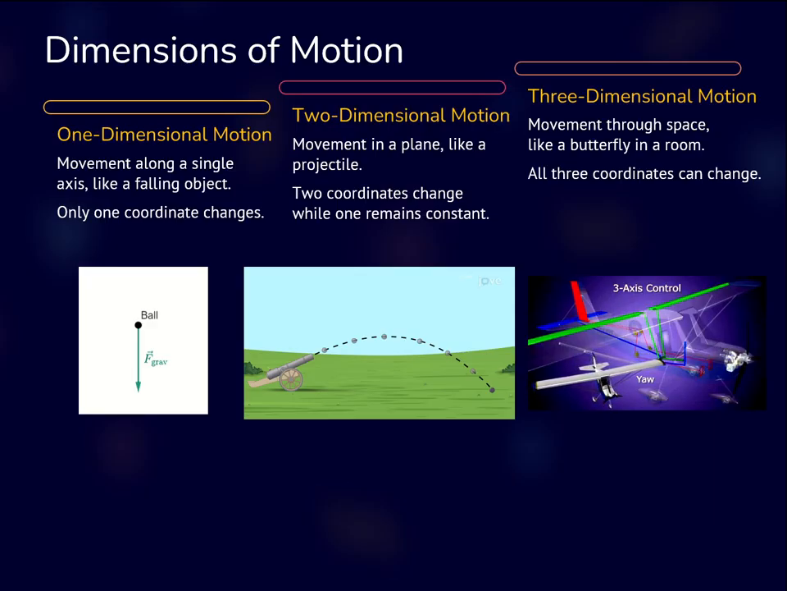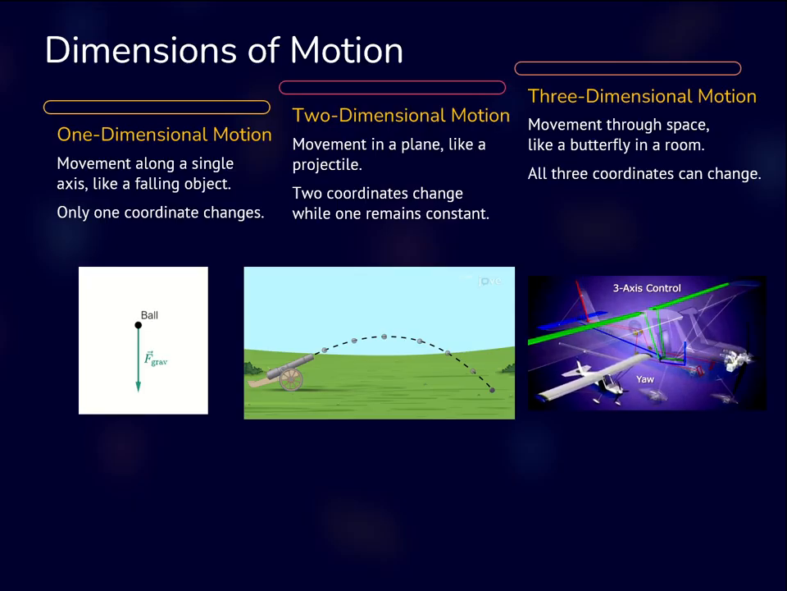Now let's look at how many dimensions an object can move in. We have one-dimensional motion, which happens along a single axis. If a ball drops straight down, only the y-axis is changing. But there's two-dimensional motion, which occurs when an object moves in a plane, like a paper airplane flying across the room. In this case, now the x and y axes are changing.